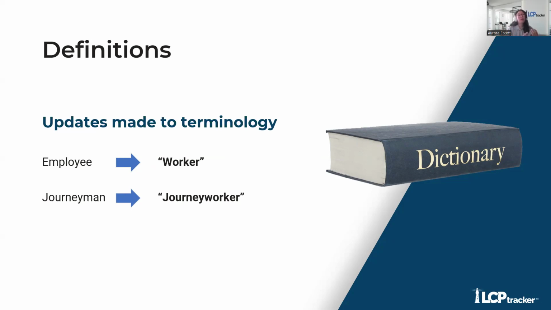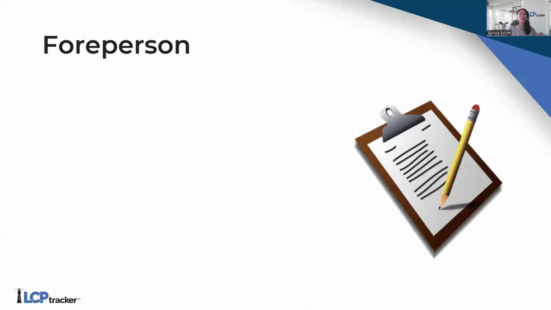So, for example, employee was changed to worker and journeyman became journey worker. There were additional clarifications made to terms like contractor, subcontractor, contract, agency, and awarding bodies. It's nice to have definitions, and it's especially helpful when it comes to naming who is responsible for what in contracts. All right, let's keep going.